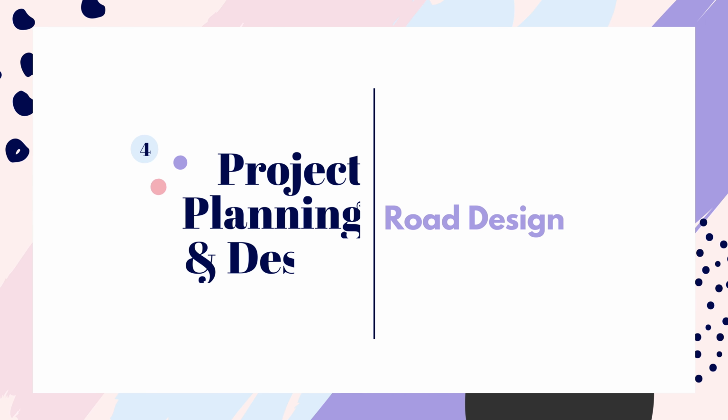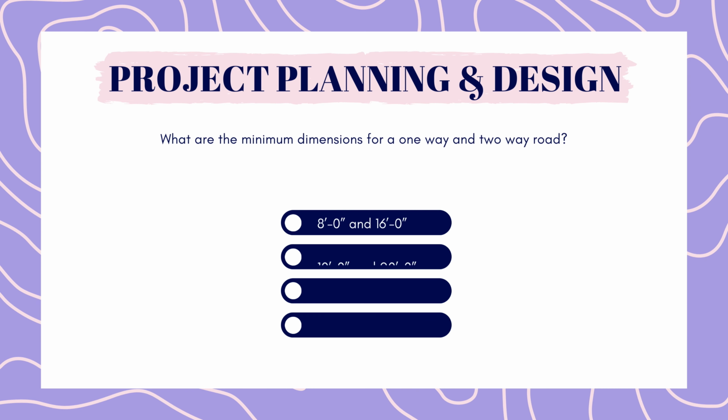Now on to project planning. What are the minimum dimensions for a one-way and two-way road? 8 feet and 16 feet, 10 feet and 20 feet, 12 feet and 24 feet, or 15 and 30 feet. Pause to answer. And the answer is 12 feet to 24 feet.